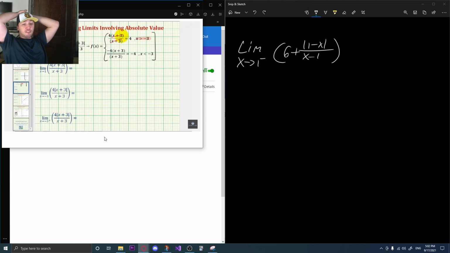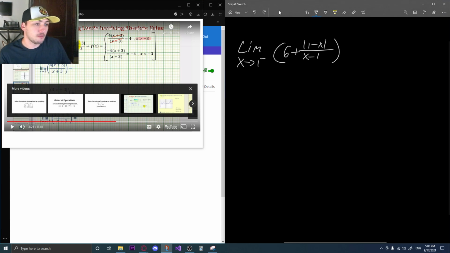But that's not what they gave me, sadly. Next, notice that x equals -3 is not in the domain of this function. So now we'll consider when x is less than -3. Notice when x is less than -3. But that is interesting to think about.